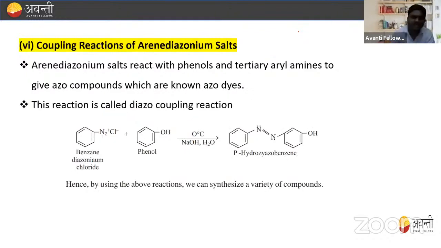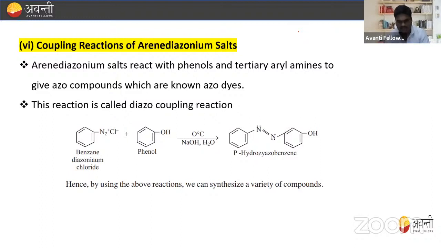Okay, now the next is the coupling reaction. So the coupling reaction of the arene diazonium salt: arene diazonium salt reacts with phenol and tertiary aryl amine to give azo compounds, which are also known as azo dyes, right? So this reaction is called the coupling reaction, and this one is a very, very important reaction, right?